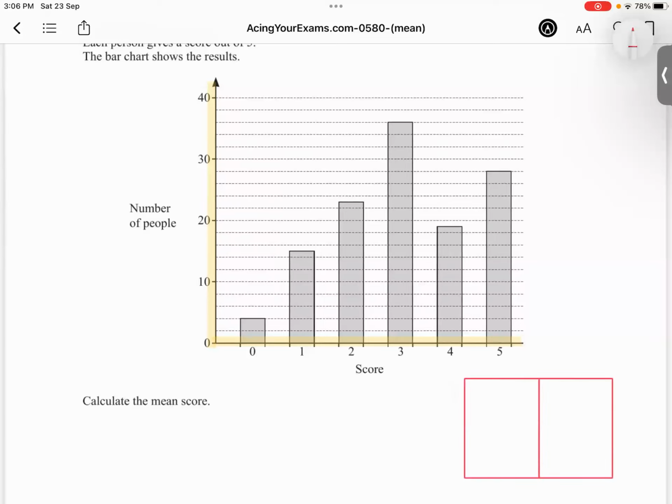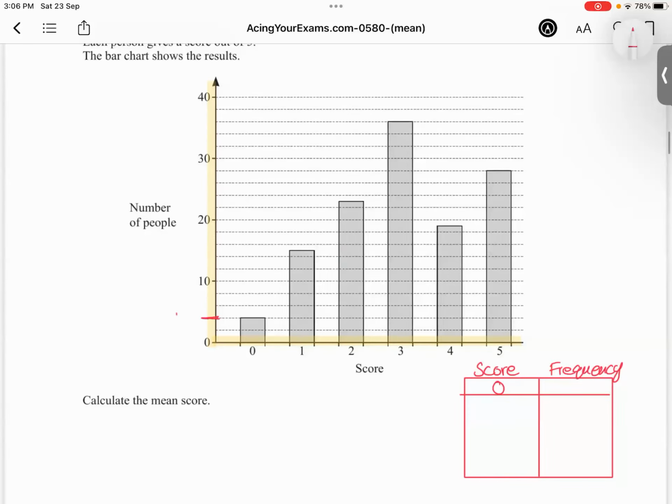So let's make a table, and we can learn from the table too: this is the score and that is the frequency. All of you can see that a score of zero is of 4 people. So that is 4. Then a score of one is between 10 and 20, so the answer is 15. Let's check. Two is scored by this many people: 22, 24, 26, 28. So it's 23, because it is between 22 and 24.